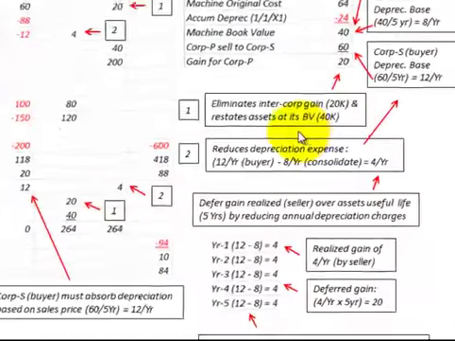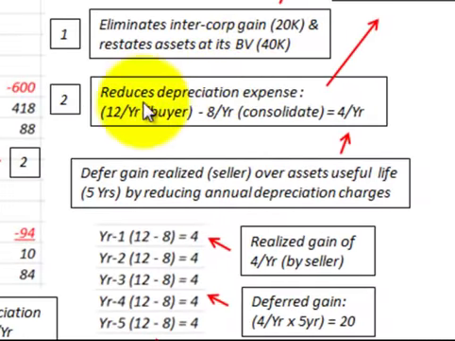Okay, let's look at how we'd handle this gain on this sale. The buyer has $12,000 depreciation per year. For consolidated statements, it's $8,000 per year. So we have a difference of $4,000 per year in the depreciation charge. That $4,000 per year is considered a deferred gain, and it's realized by the seller over the asset's useful life, in this case 5 years, by reducing the annual depreciation charge on this asset.